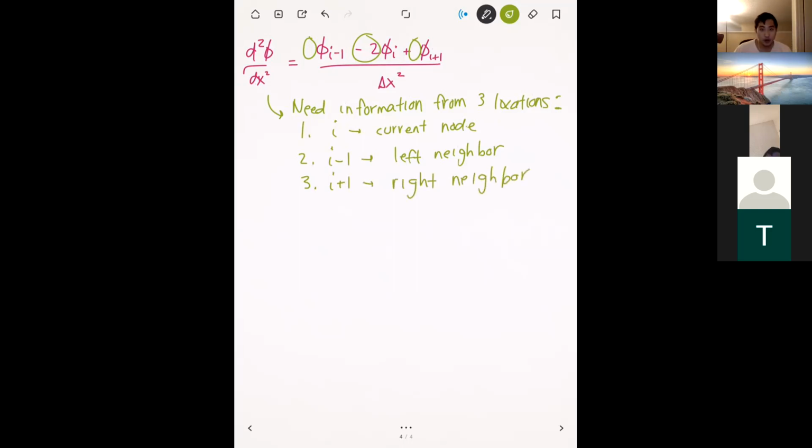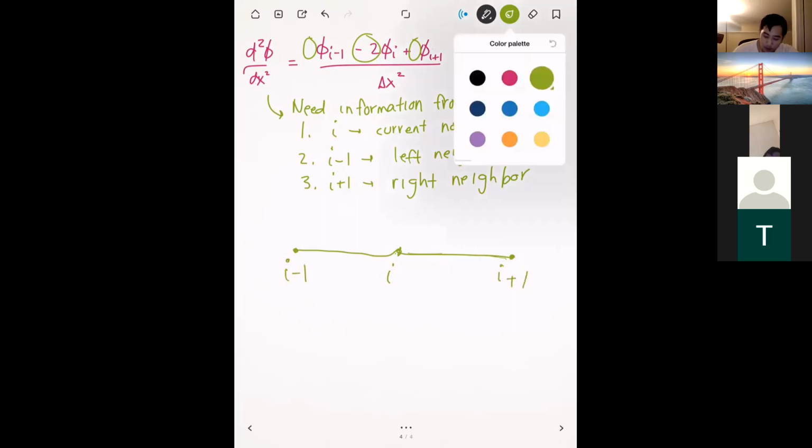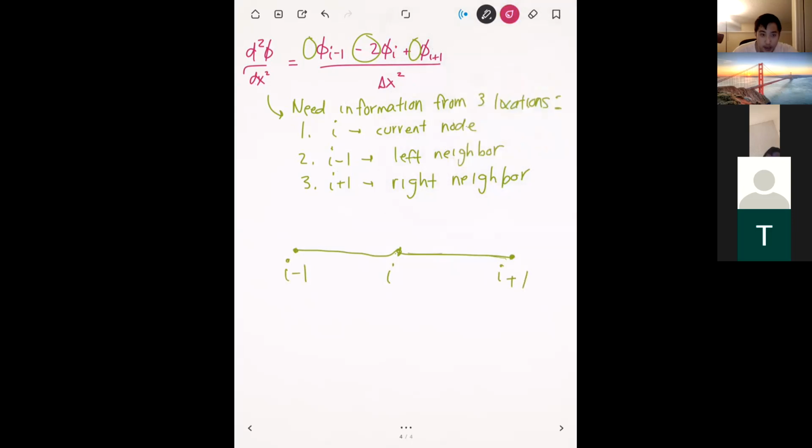If I draw this on a number line, we have our 3 nodes here: node i, node i minus 1, and node i plus 1. I'm going to put the coefficients for these on the number line. For node i, we have a minus 2. For i minus 1, we have a 1. And for i plus 1, we have a 1. I know there's a 1 over delta x squared in there too, but this is just a conceptual thing, so I'm going to ignore that for now. So let's say 1, minus 2, and 1.